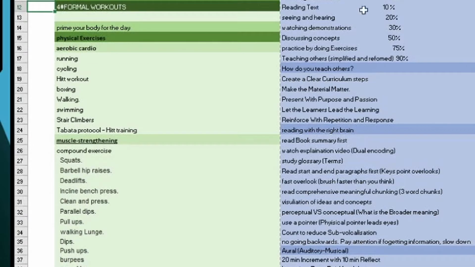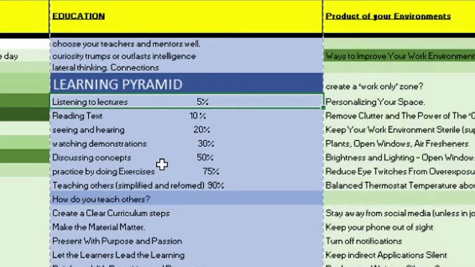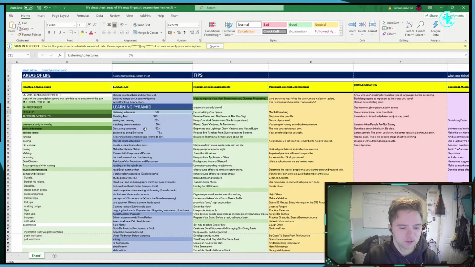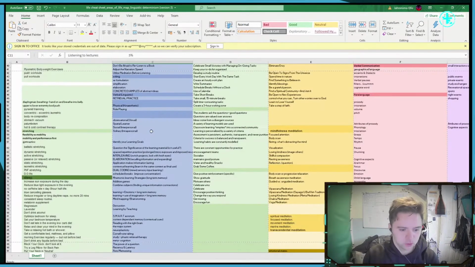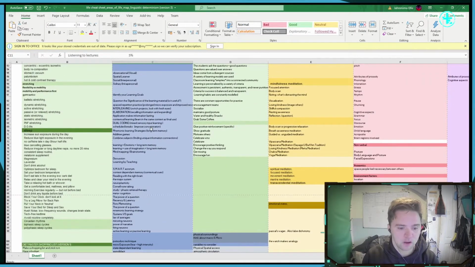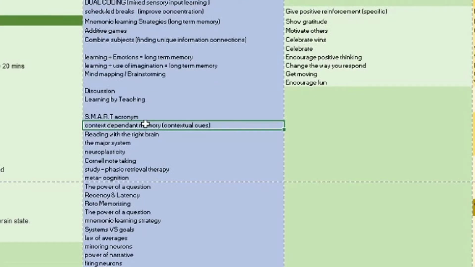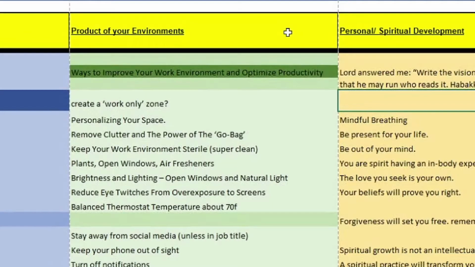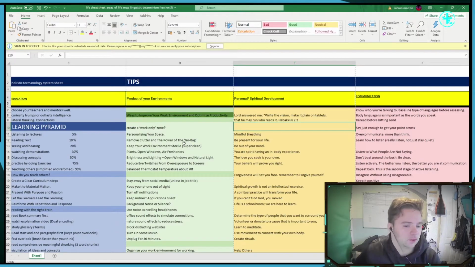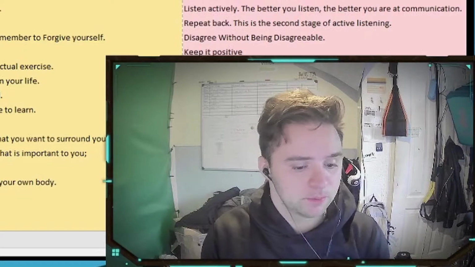Then going to the education section, which is blue here, talking about how you can read more effectively, more effective ways of learning using different mediums and procedural strategies. Also other important things that could be effective, such as the SMART acronym, context dependent memory and the major system. We went into the products of your environment, but I think there's a lot I can go into in more depth. It touches on elements of trying to remove clutter, making a go bag that you can leave with at a moment's notice, and adjusting your environment to be more effective.